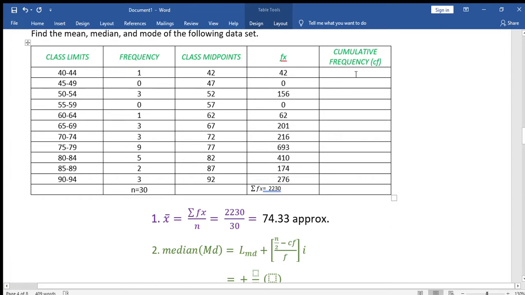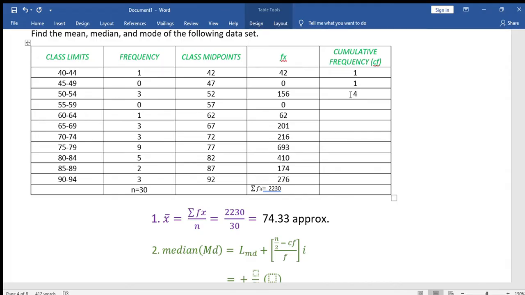So from 40 to 44, the frequency is 1. So you need to put here 1. That is equal to 1. Then next, the CF of 45 to 49 is just add 1 using the frequency of the next class limit. So 1 plus 0 is 1. Then next, you add 1 again using the frequency of your next class limit ranging from 50 to 54, which is 3. So 1 plus 3 is equal to 4.